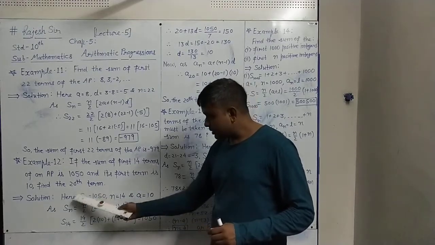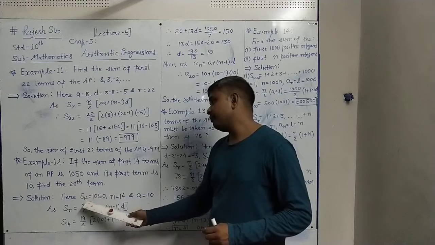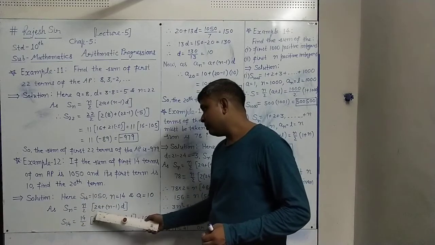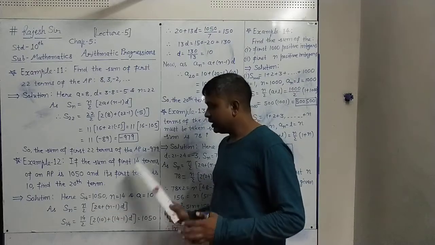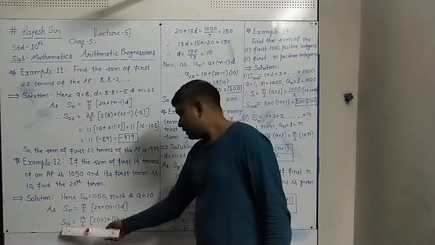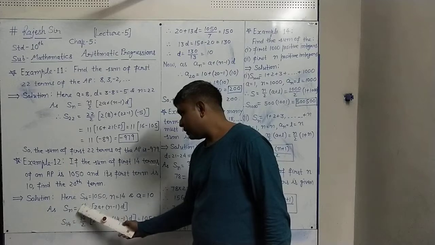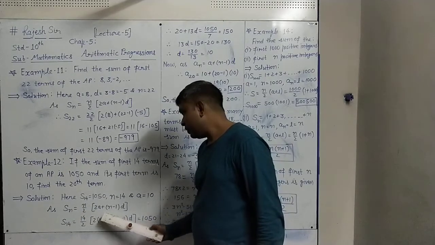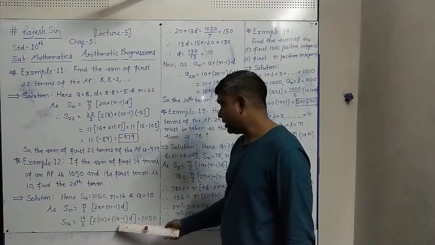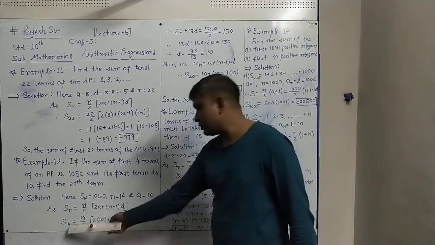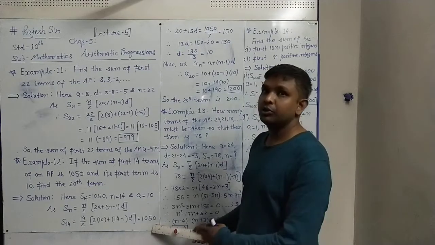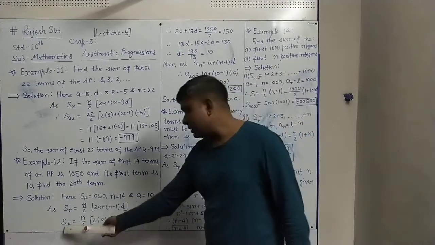So using the sum formula, Sn equals n by 2 into 2a plus n minus 1 into d, place all the given values. So S14 equals 14 by 2, into 2 times a, which is 10, plus 14 minus 1 into d. S14 is given as 1050, so 1050 equals this expression.